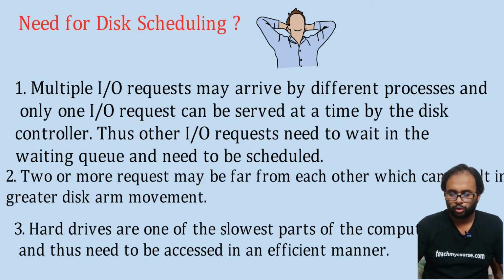So how can we make it process more than one request in the most efficient manner? The third point is that hard drives are one of the slowest parts of the computer system and thus need to be accessed in an efficient manner. Yes, it is true, hard disks are slow when you access data to and from them. In comparison to RAM especially, it is very slow because RAM is extremely fast compared to your hard disk. That's why scheduling is important, so that we speed up things.